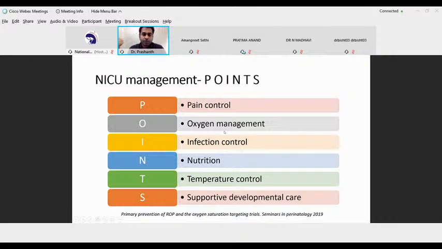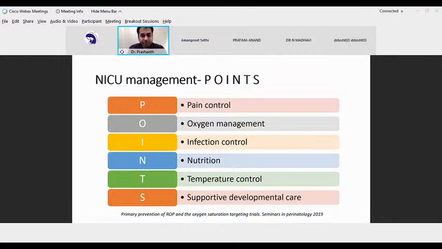O stands for optimal oxygen management. I stands for infection control. N is nutrition. T is temperature control. S is for supportive developmental care. So some of the things which I would want to mention under these, can we move on to the next slide, ma'am?